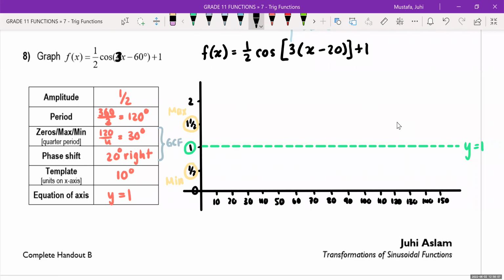So I guess my advice to you is when you're figuring out what to put on your x-axis, look at the template and look at the phase shift to just figure out how many units you're going to the right and to the left. I went all the way to 150. I don't think you'd need to. You'd only have to go to 140, but I went up to 150.